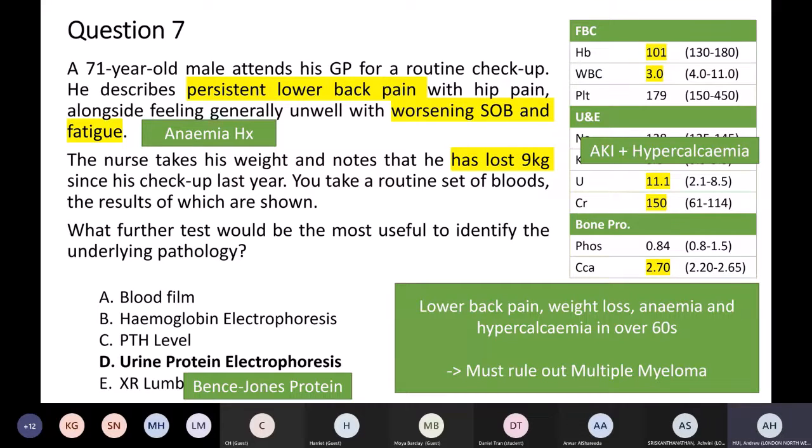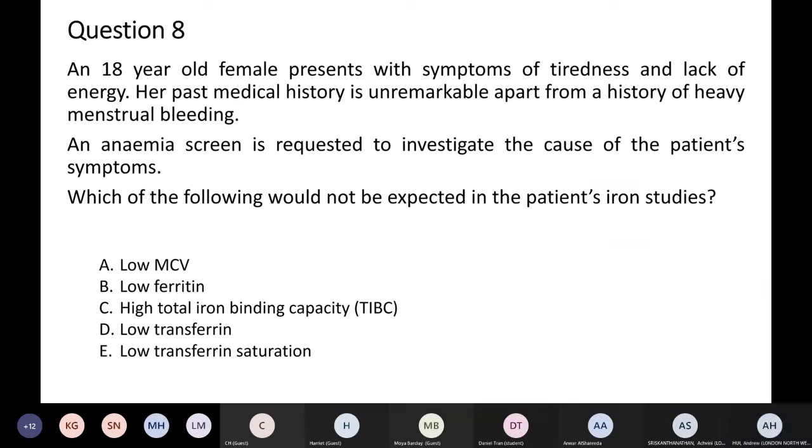Okay, so moving on to the next question. Question 8. An 18-year-old female presents with symptoms of tiredness and lack of energy. Her past medical history is unremarkable, apart from a history of heavy menstrual bleeding. An anemia screen is requested to investigate the cause of the patient's symptoms. Which of the following would not be expected in the patient's iron studies?